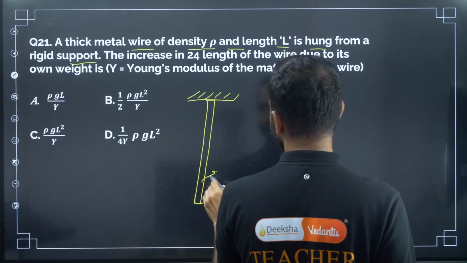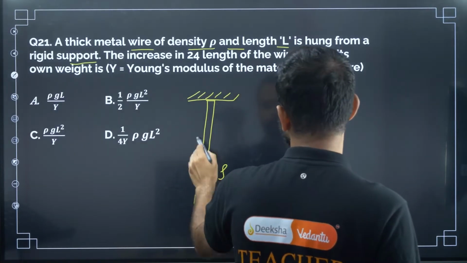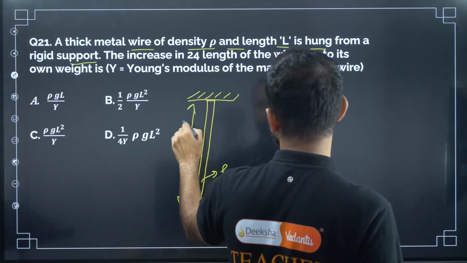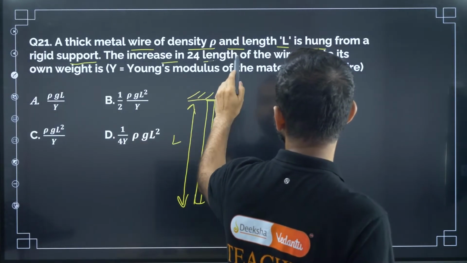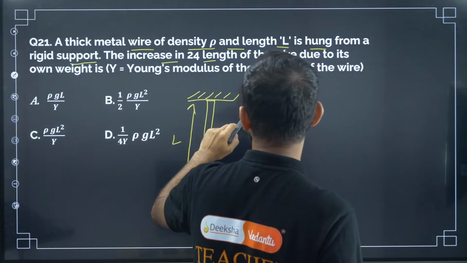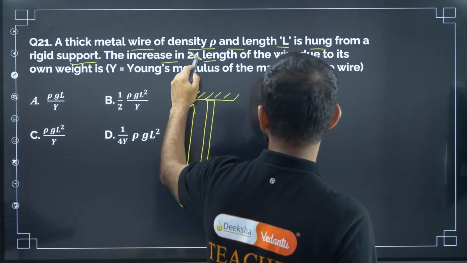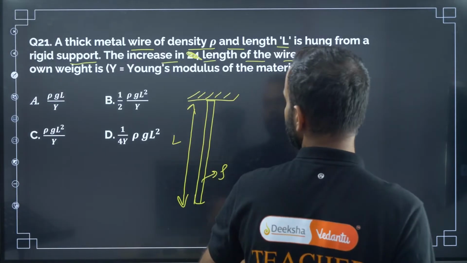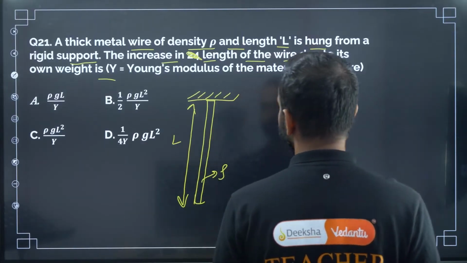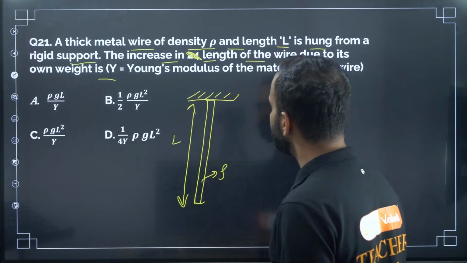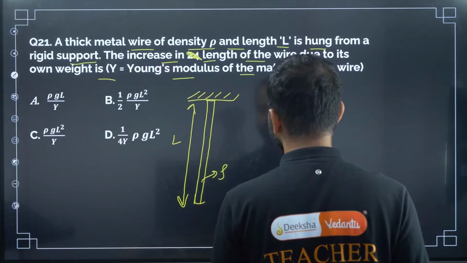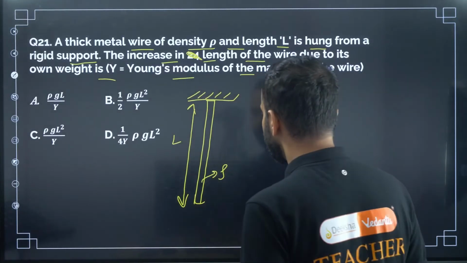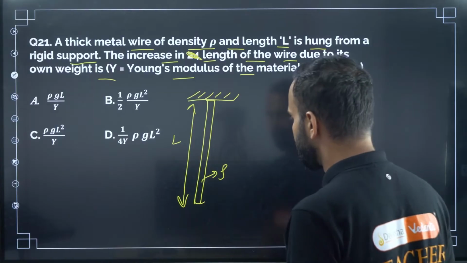The density of the metal wire is rho. The length of the metal wire is L. It is hung from a rigid support. The increase in length of the wire due to its own weight is, where Y is the Young's modulus of the metal of the wire. So now, how to solve this question?